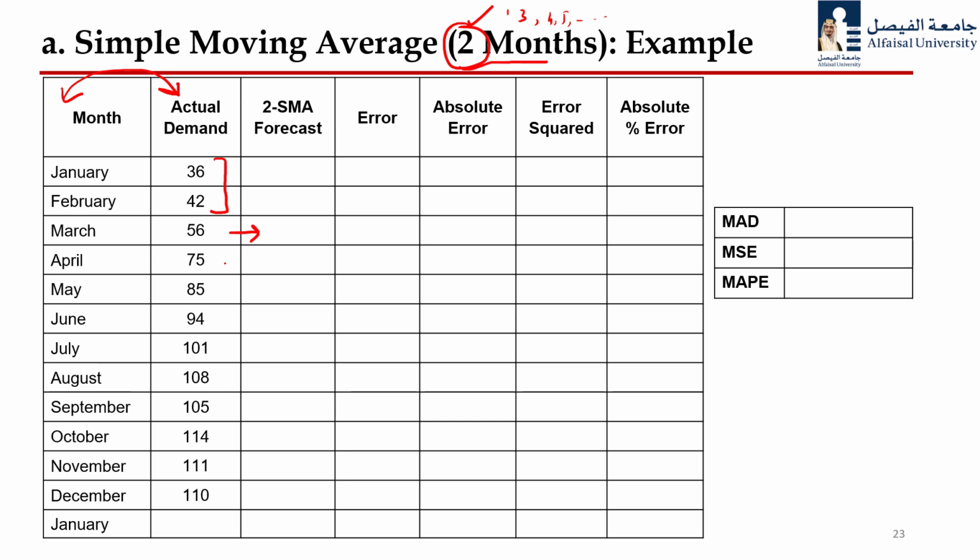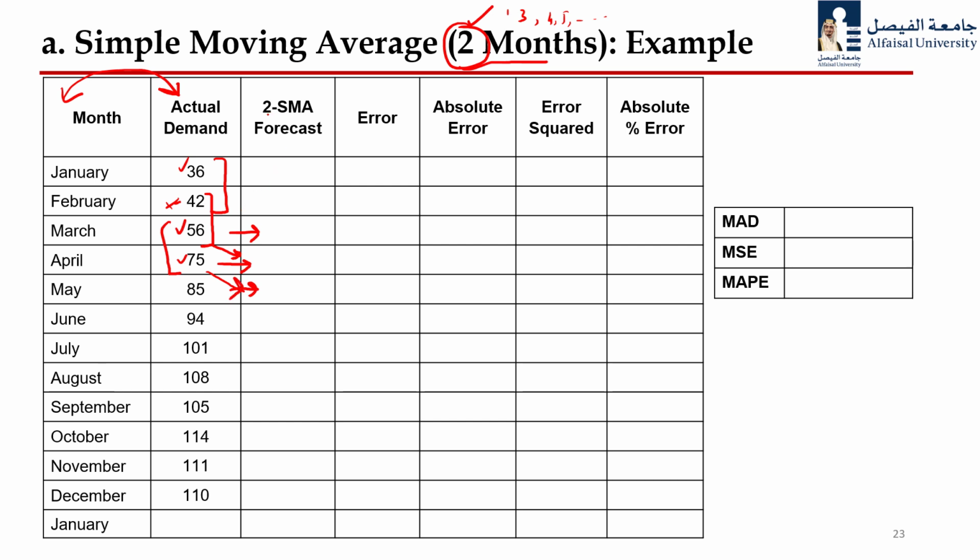Similarly, to get the fourth month, which means April's forecast, the oldest data point is removed and the new observation, which is the March value, is added. Using February and March, we predict April. Same is the case to predict May: we remove the February value and add the April value, so we use these two values to get the May forecast.